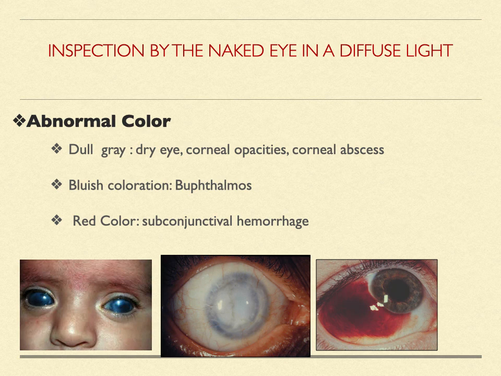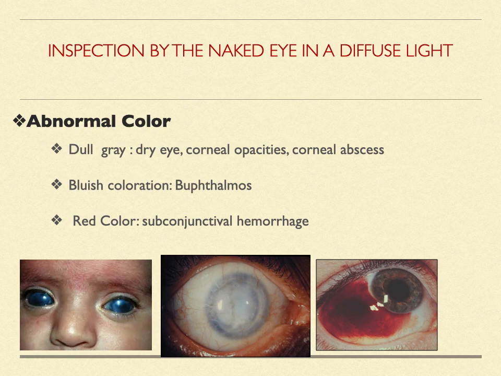Inspection also, any abnormal color. Look at the child on the down left there, the first picture on the left side. We can see a blue coloration coming out of the eye, which we call buphthalmos or congenital glaucoma, and it gets a blue color because of the stretch of the cornea. In the middle, we have a grayish coloration because of the corneal opacity, and we can see the vascularization of the opacity. And on the right side down there, there's a red color due to subconjunctival hemorrhage over the sclera.